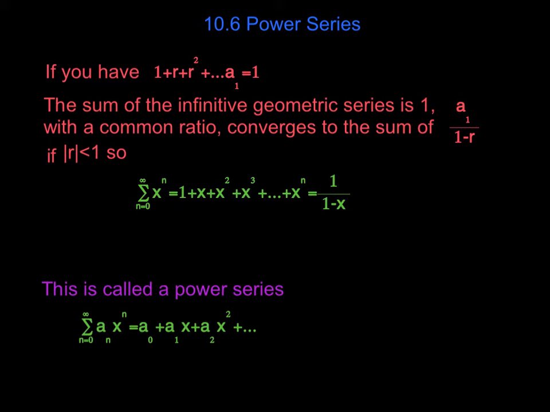Oh, wait a minute. Hold on. Let me fix this. I have too many x sub n's in here. Okay, so now let's look at this again. Anything of the form, even if you've got a coefficient in front, a sub n times x to the n, is basically called a power series. The sum is going to be a sub 1 over 1 minus r, or in this case, 1 over 1 minus x for this one. It depends on the problem.